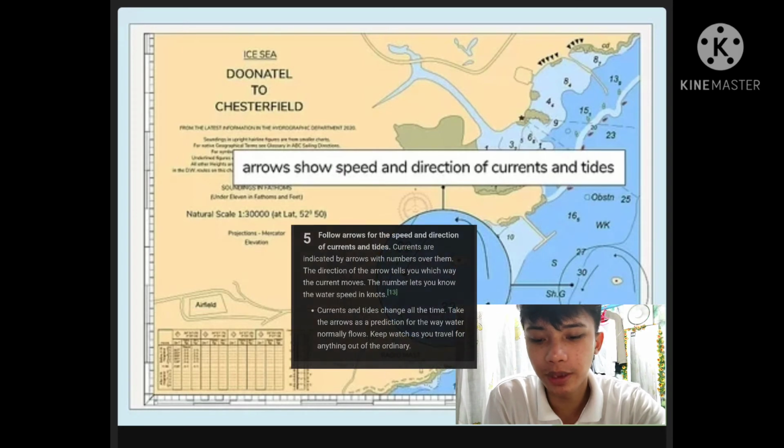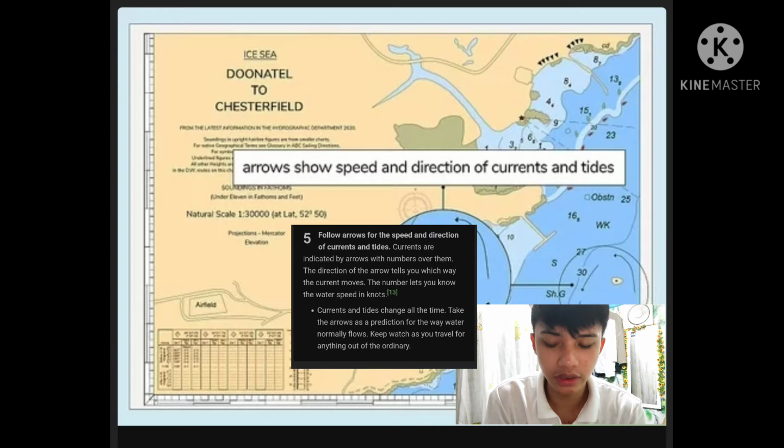So for number 5, follow arrows for the speed and direction of current and tides. Currents are indicated by arrows with numbers over them. The direction of the arrow tells you which way the current moves. The numbers let you know the water speed in knots.